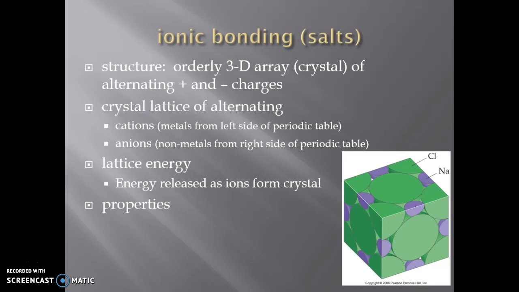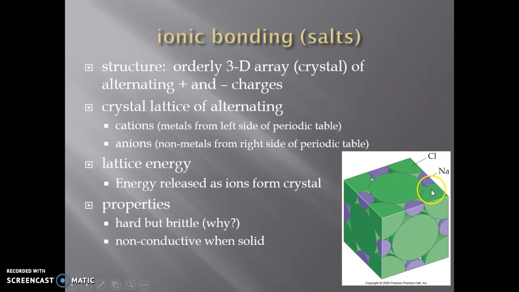So properties of ionic compounds, if you think about what you've learned: they're hard, but they're brittle. So why is that? The next slide is going to show you. They are non-conductive when they're a solid because the ions are stuck in place, but they are conductive if you melt them or dissolve them, because then the ions are free to move.